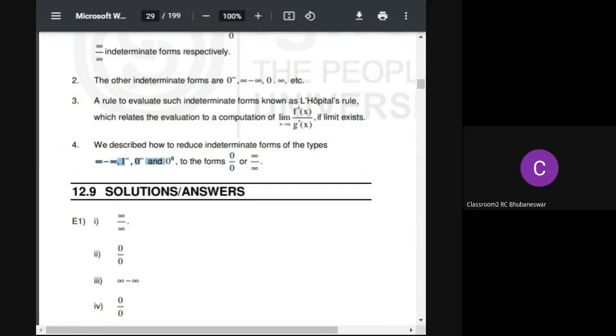So all these forms are known as indeterminate forms, and these basically appear in limits.